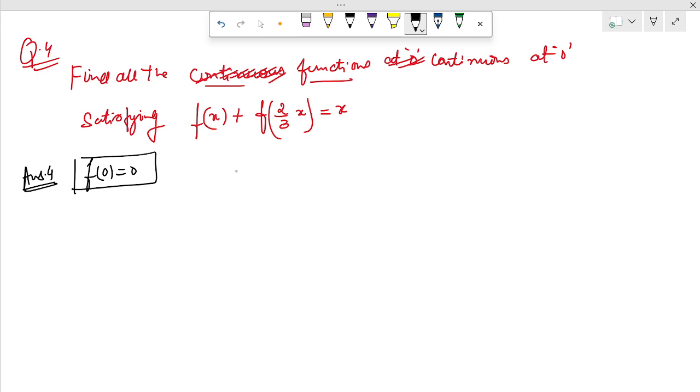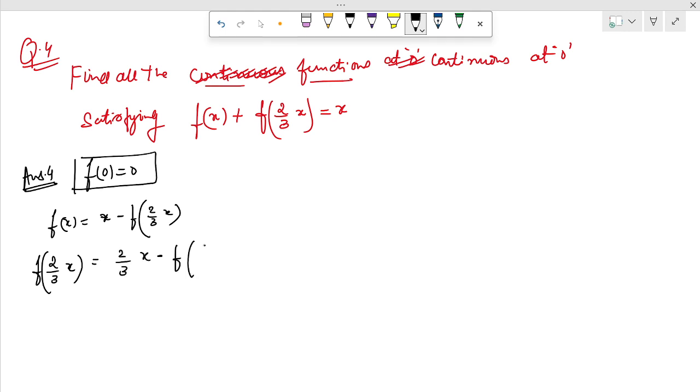Now from the given question, using the given hypothesis only, we can write that f of x is equal to x minus f of 2 upon 3x. So f of x is equal to x minus f of 2 upon 3x. What about f of 2 upon 3x? If I replace x by 2 upon 3x, this will be minus f of 2 square upon 3 square x.